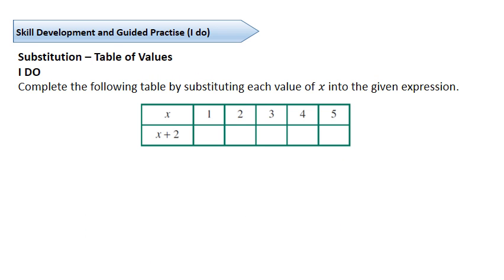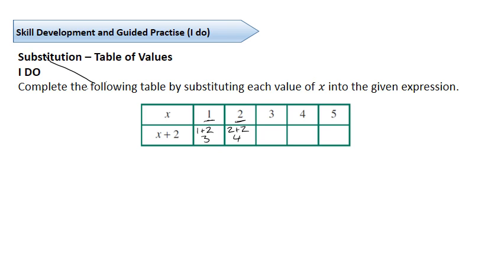Right, so let's have a look at tables now. So complete the following table by substituting each value of x into the given expression. So the top line is your variable x. So in that first cell there it's 1. So we have x plus 2, so there'll be 1 plus 2, which will be 3. Next one across, that cell is 2. That's going to be 2 plus 2 gives us 4.